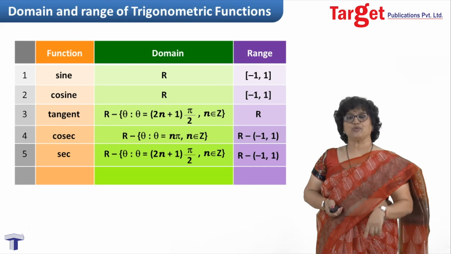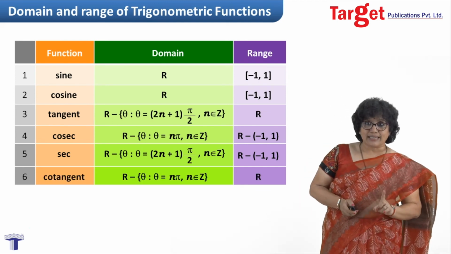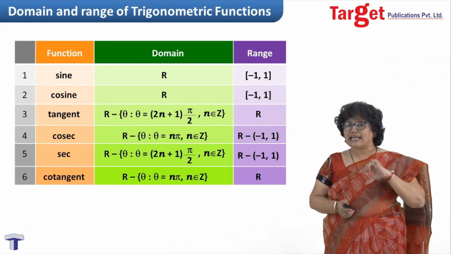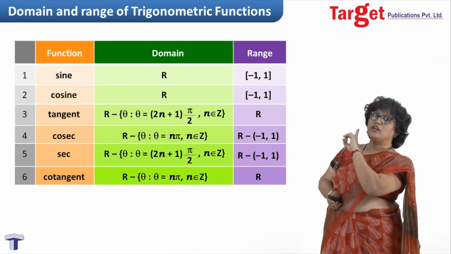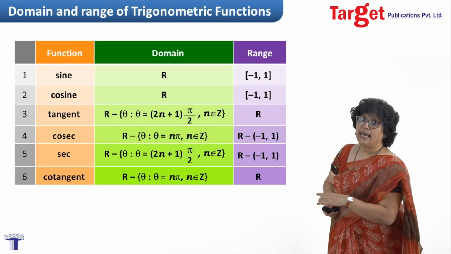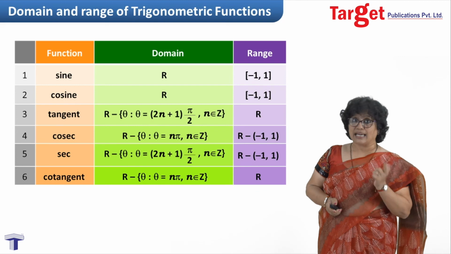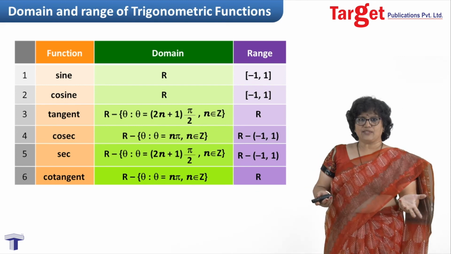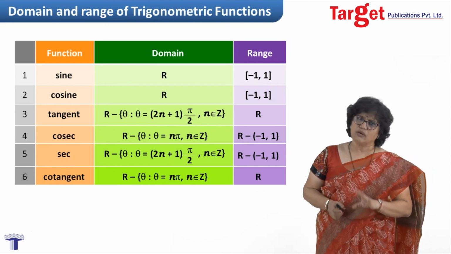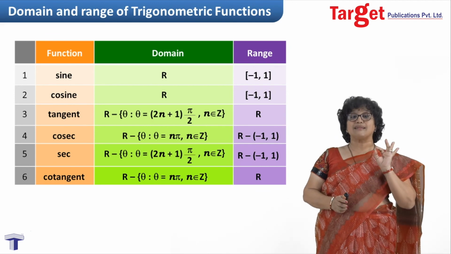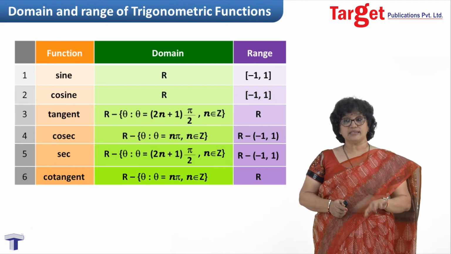And now one more, the last one, and that is cot theta. Again, cot theta has sine theta in its denominator. So in the domain part, we will have to remove any multiple of pi because there sine theta becomes 0. And as far as values of cot theta are concerned, cot theta can take any real value. Hence, the range is the set of real numbers.